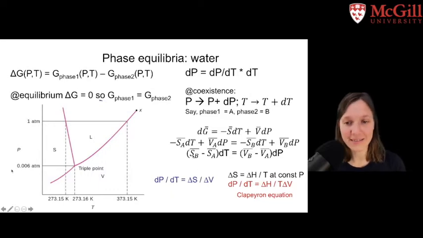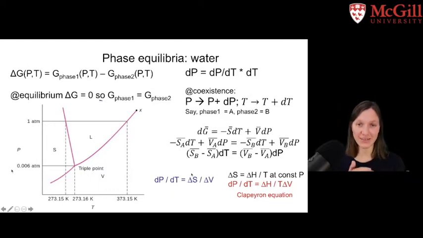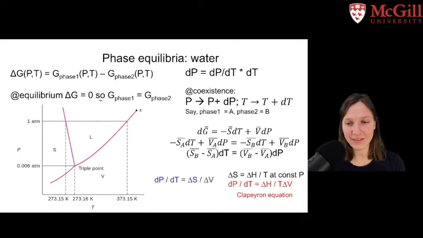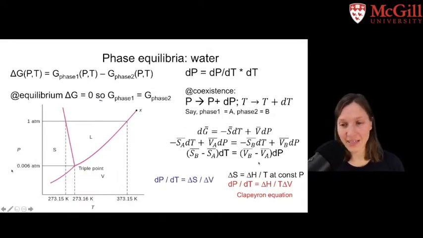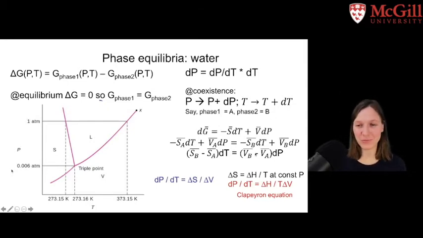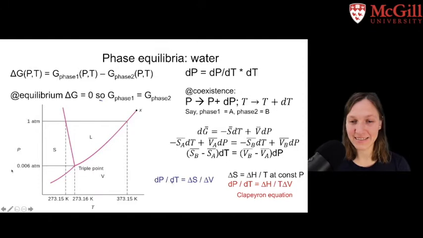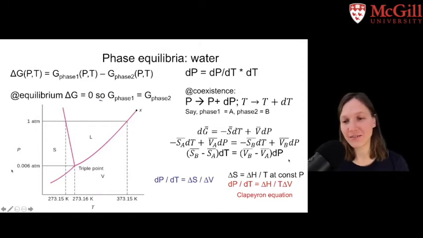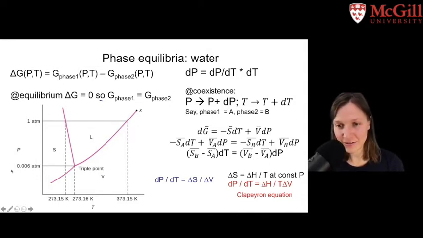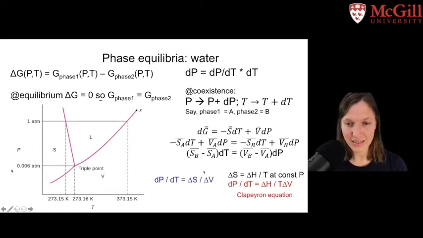So S_B minus S_A is delta S, the change of entropies between the two phases. V_B minus V_A is delta V, the change in molar volumes between the two phases. And so to get the dP by dT, I simply move dT to this side of the equation. I divide both sides by dT, and then I divide both sides by V_B minus V_A, or delta V, and I end up with this form of this equation, which is completely true and general for any pressure or temperature.